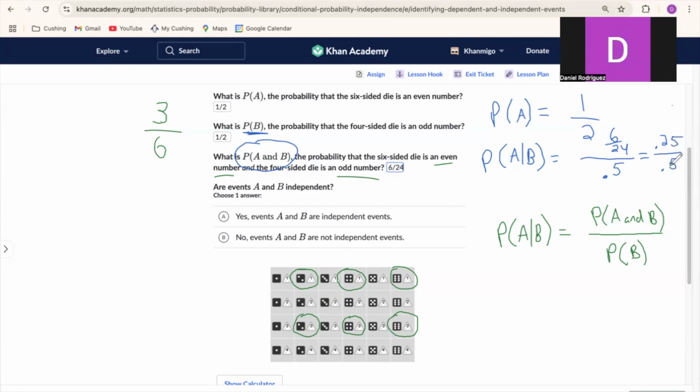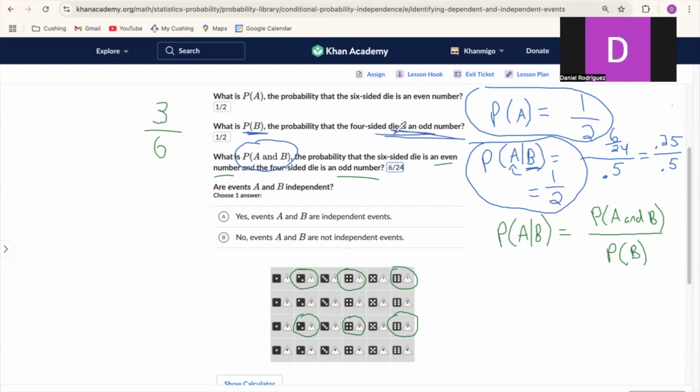And I already know this is 1/2 because 0.25 is half of 0.5. If you put 0.25 over 0.5 in your calculator, you should get 1/2. So what that's telling me, the chance of A was 1/2. That's my baseline. The chance of A given B. So did B affect A? Well, no, because if I find the probability of A given B, the probability of A does not change. Just because I know that I rolled an odd number on the four-sided die, that doesn't affect my probability of rolling even on the first. So in this case, yes, they are independent events.